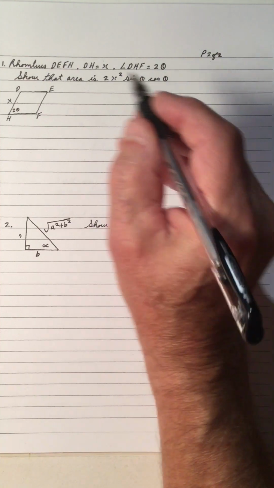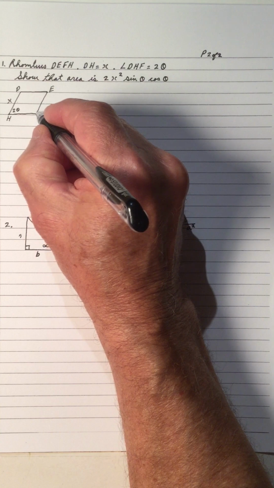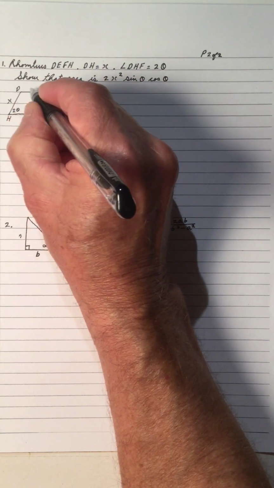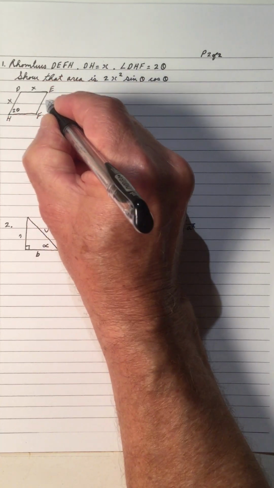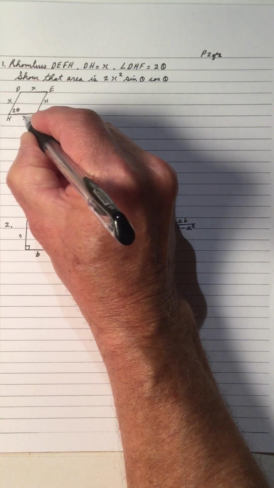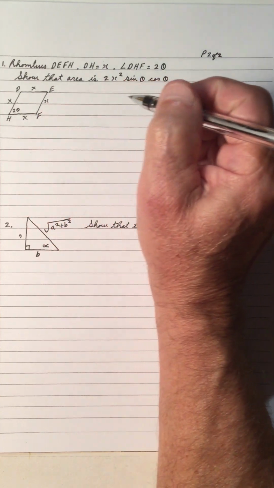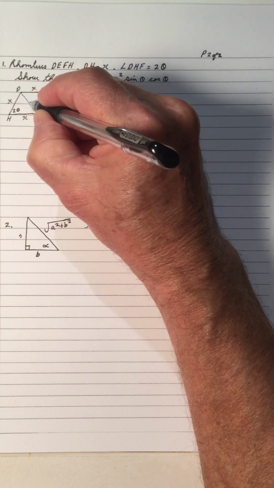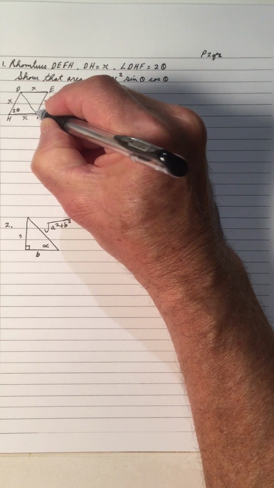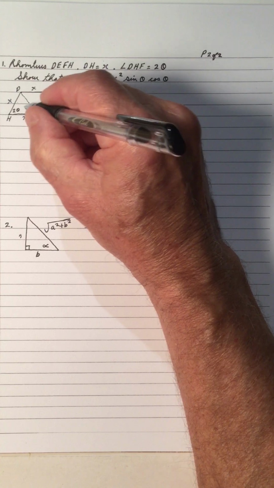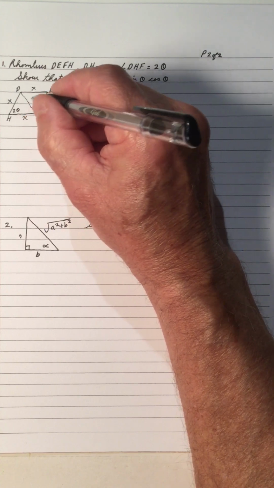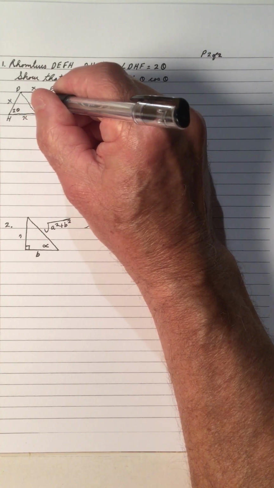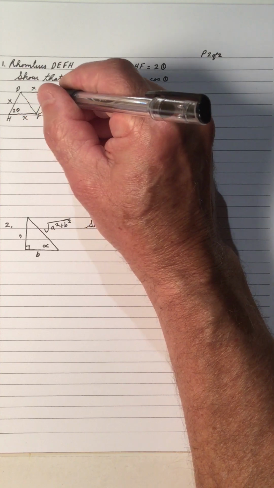Well, we have a rhombus, and a rhombus is a quadrilateral with all sides equal. So that means this side is x, this side is x, and this side is x. What I'm going to do now is draw this diagonal down here, and I'm going to get the area of one of the triangles. And these two triangles are congruent.